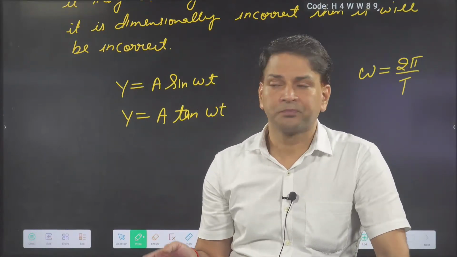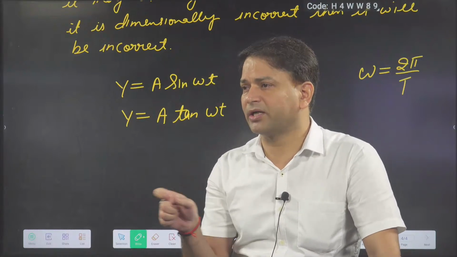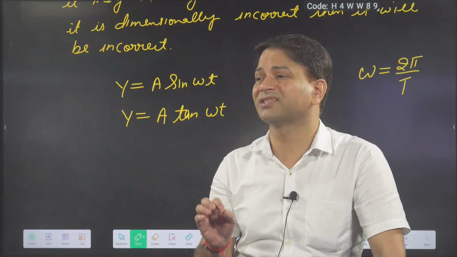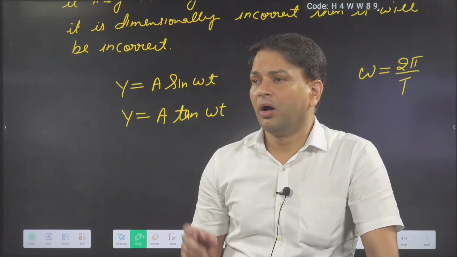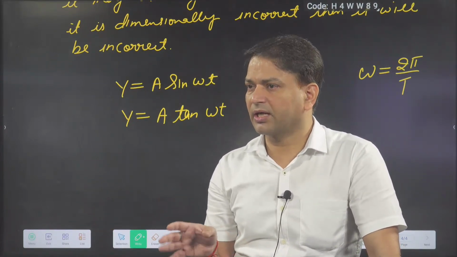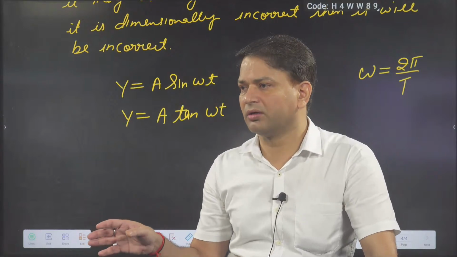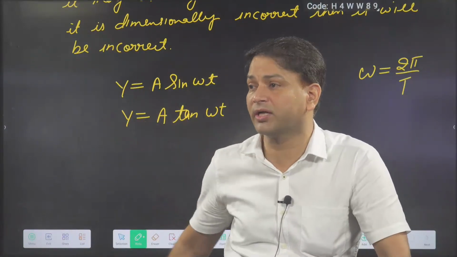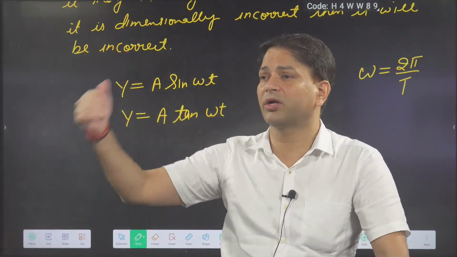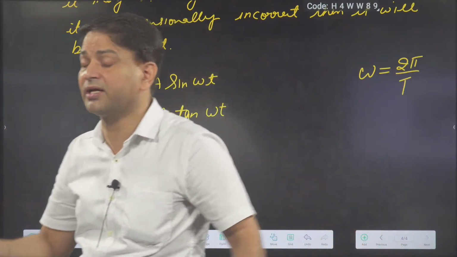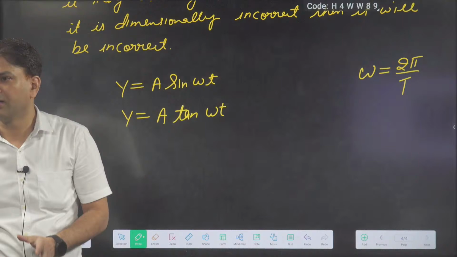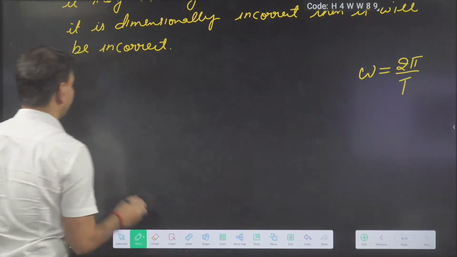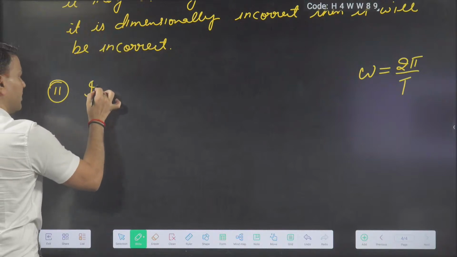I can say that if the equation contains a trigonometric function or trigonometric ratio like sine, cos, tan, or it contains an exponential, or it contains a log, then those particular functions we cannot verify by using dimension. So if sine is there in the equation, or cos, or tan, can you verify? No. Everybody got it or not?